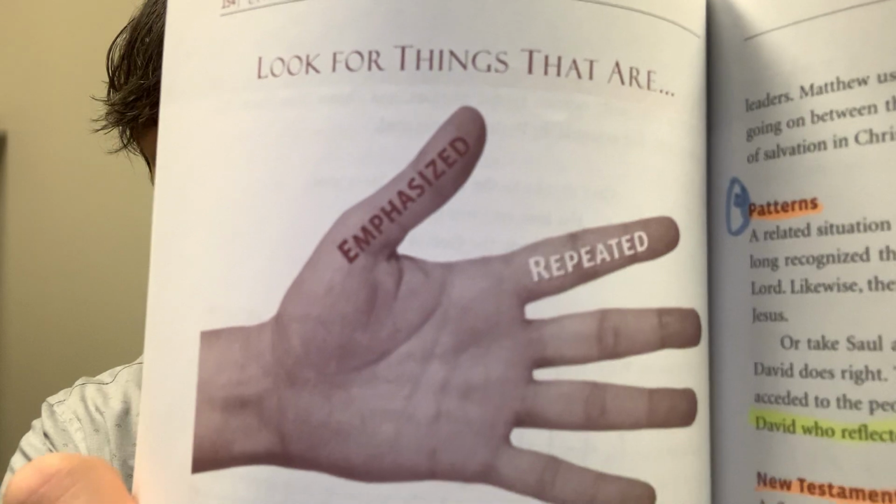Because really in the New Testament and Old Testament passages, those things that are repeated, it's basically the writer's way of pointing out what matters the most and what's most crucial and important. So the second step, look for things that are repeated. Look for things, number 1, that are emphasized, and look for things, number 2, that are repeated as you're studying and digging in to God's Word.